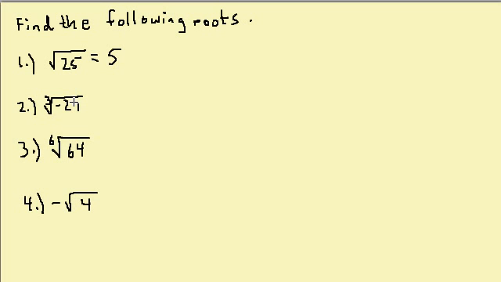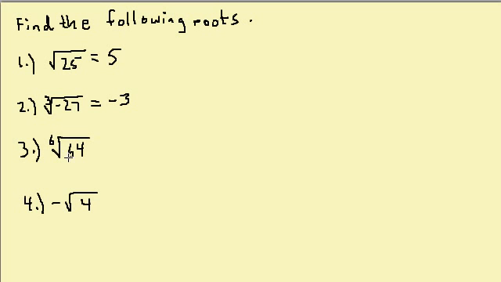Alright, let's take a look at another one. The cube root of negative 27. So notice here our index on our radical, the 3. We want to know what number can we raise to the third power, because we're taking a cube root. What number can we raise to the third power to get negative 27? Well, that would be negative 3, because negative 3 times negative 3 times negative 3 is negative 27.